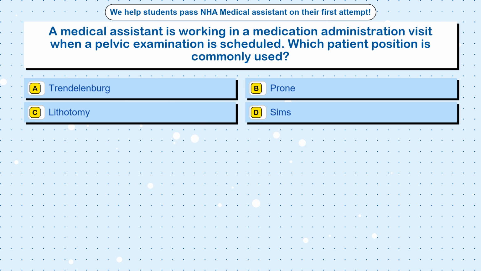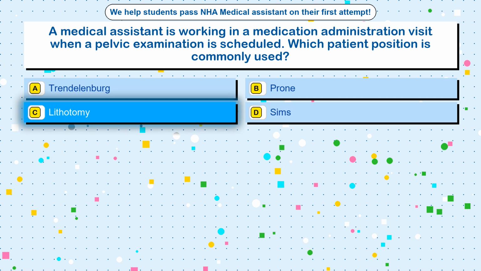Question 82. A medical assistant is working in a medication administration visit when a pelvic examination is scheduled. Which patient position is commonly used? Option A. Trendelenburg. Option B. Prone. Option C. Lithotomy. Option D. Sims. The correct answer is option C.